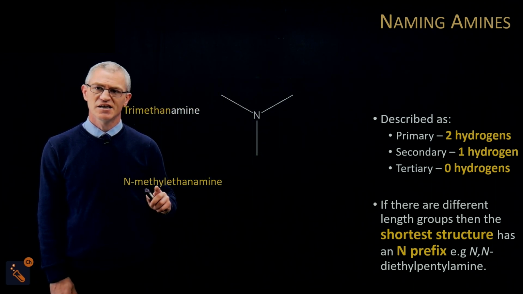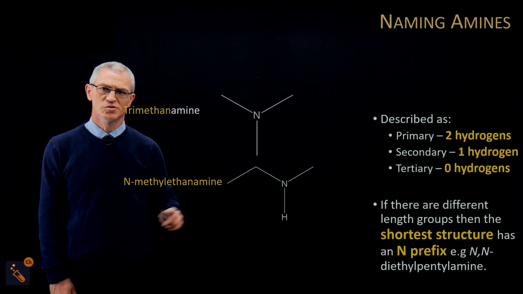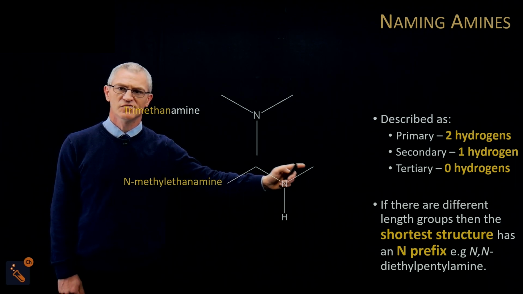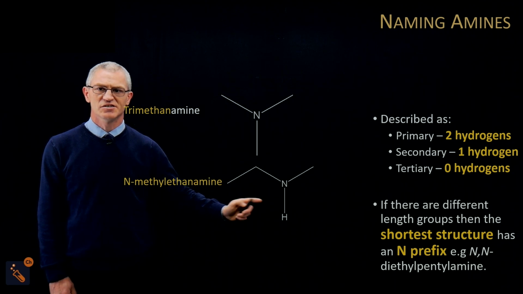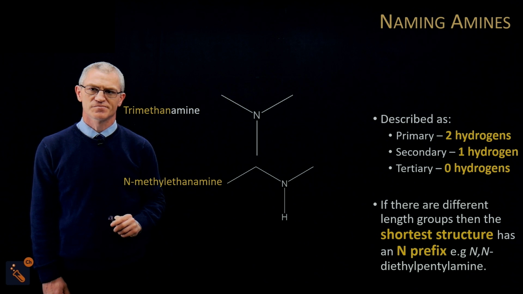So if that is the case, N-methyl means that that methyl group will go on the nitrogen, and so will an ethyl group. So I've got my ethyl group here, I've got my methyl there, and then I categorise it again: one hydrogen, secondary amine.